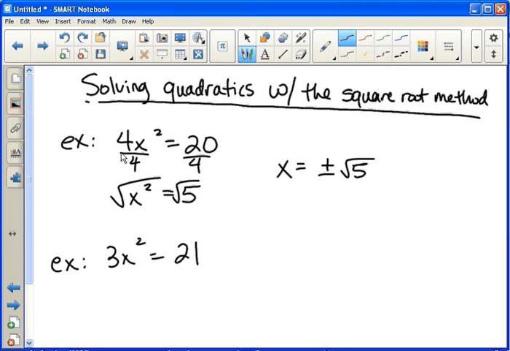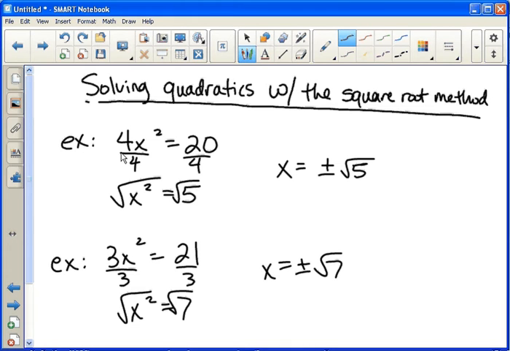So same idea on this next one. 3x squared equals 21. We just have x squared. There's not another x floating around. There's just one x in this whole problem. But it does have a squared on it. So we need to get it by itself. Divide both sides by 3. You get x squared equals 7. And then we take the square root of both sides. And we get x equals plus or minus the square root of 7.